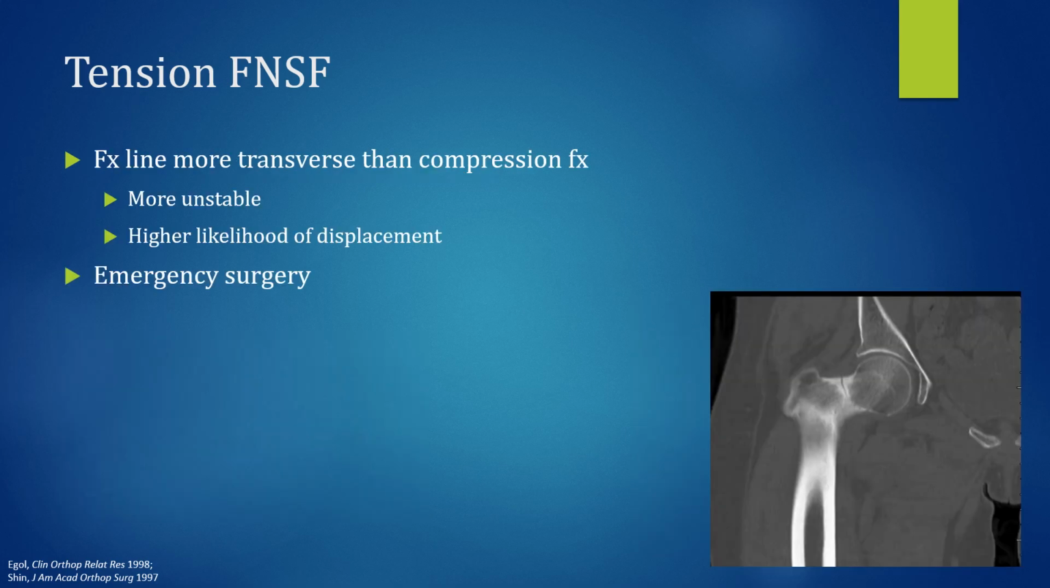This particular fracture line propagates at 90 degrees to the broken cortex, creating a more transverse fracture line. This is inherently more unstable than that of a compression fracture and has a higher likelihood of displacement. Therefore, these fractures are typically treated with immediate surgery.